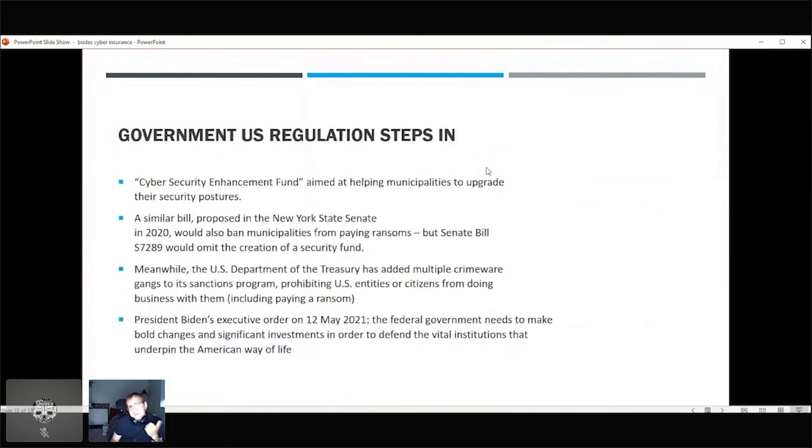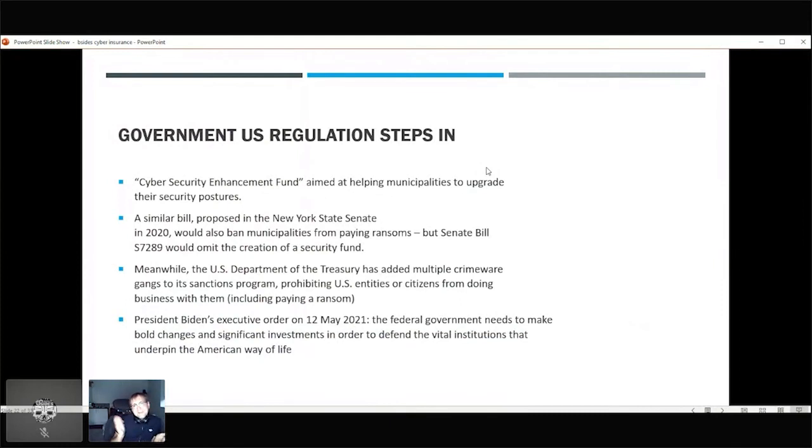This is quite good. The government is now stepping in to help, at least central or state level government, to help local governments fund their security programs. There was a bill in the New York State Senate in 2020 that would have banned local governments from paying ransoms, but it was blocked. Anyway, something is happening.